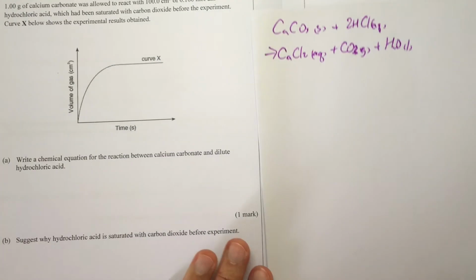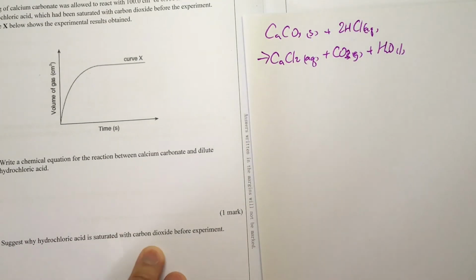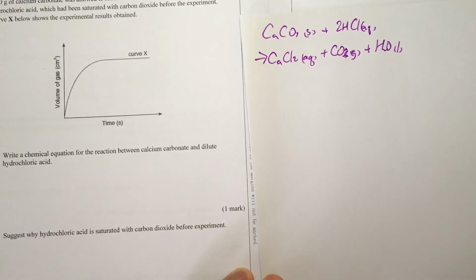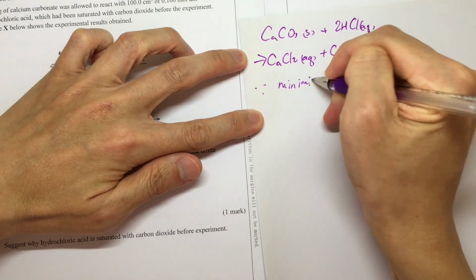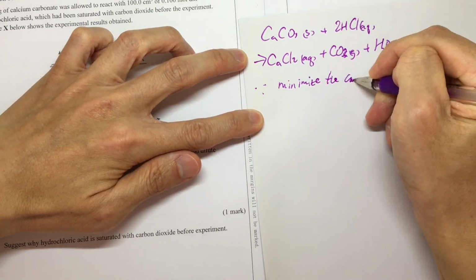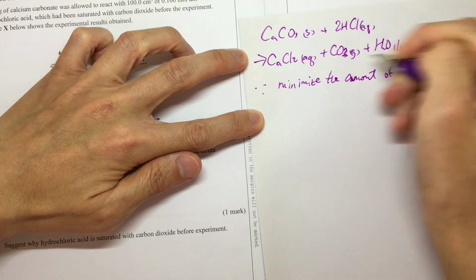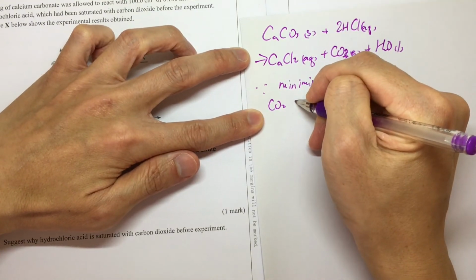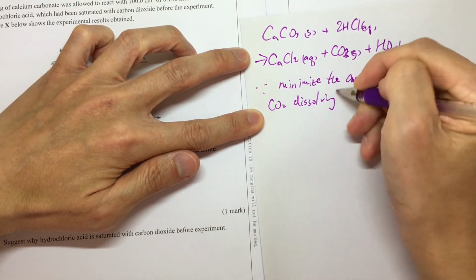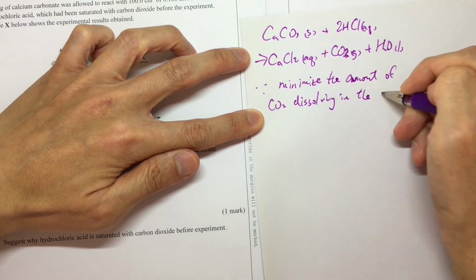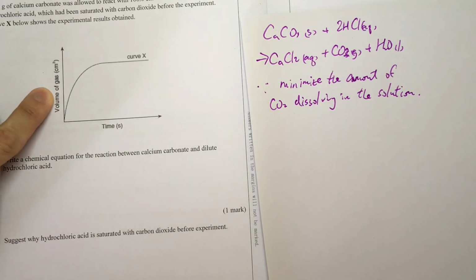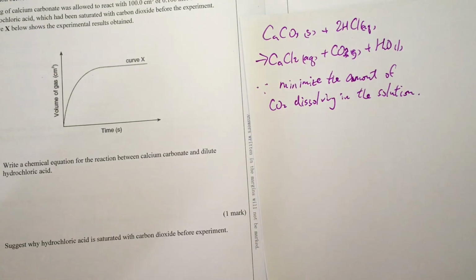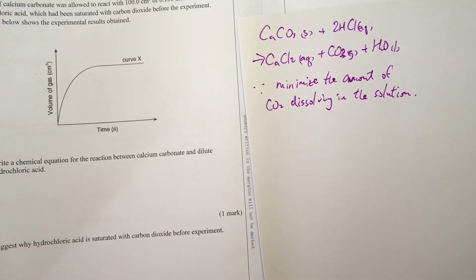The second one is why the hydrochloric acid should be saturated with carbon dioxide. Okay, it's because to minimize the amount of CO2 dissolved in the solution, because CO2 formed will dissolve in the solution and hence reduce the volume of gas we obtain. So we need to do something to make the CO2 not dissolve.